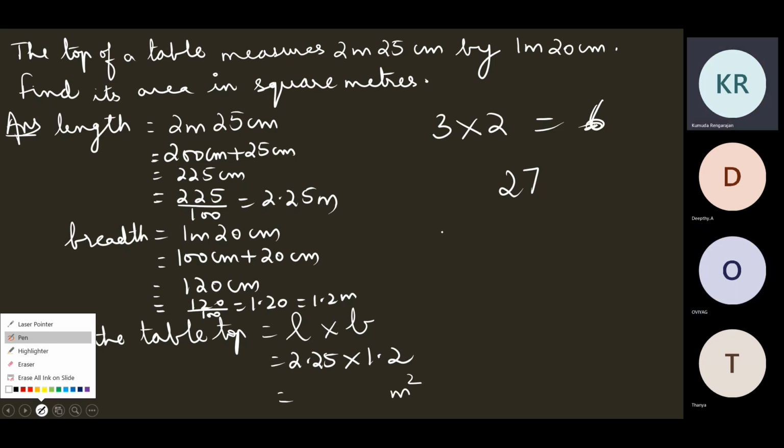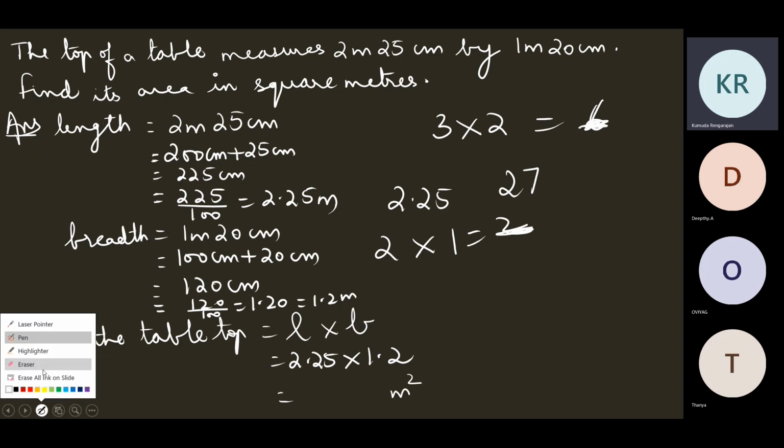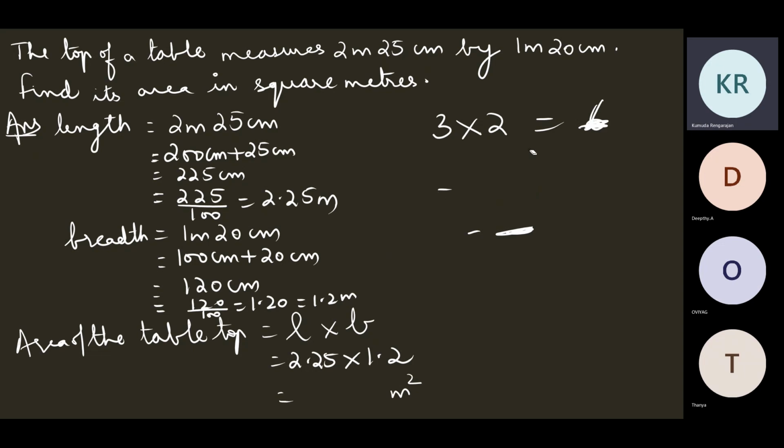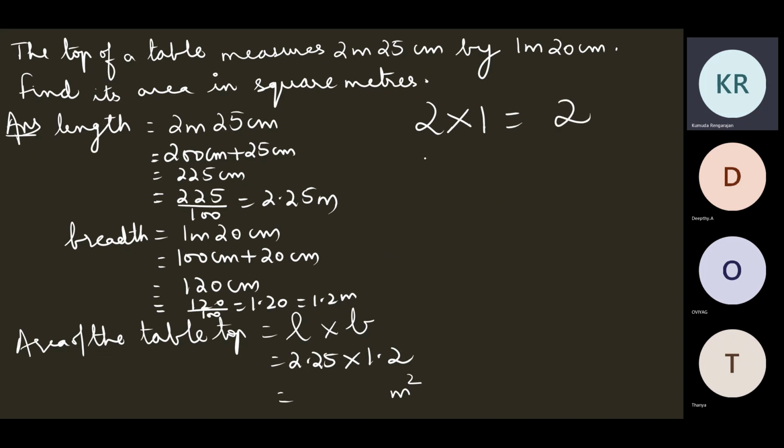If you round it down, 2.25 is rounded down to 2 and 1.2 is rounded down to 1. So then the product is 2. If you round them up, it is 3 into 2, which is 6. So your answer should be somewhere in this range, 2 to 6. If it's less than 2 or more than 6, your answer is incorrect.